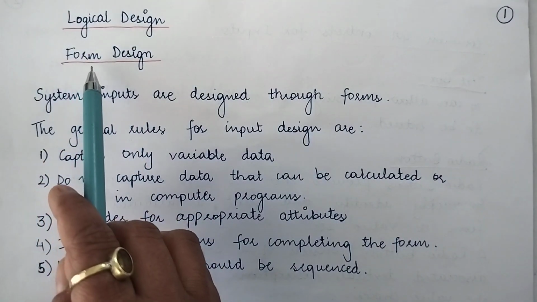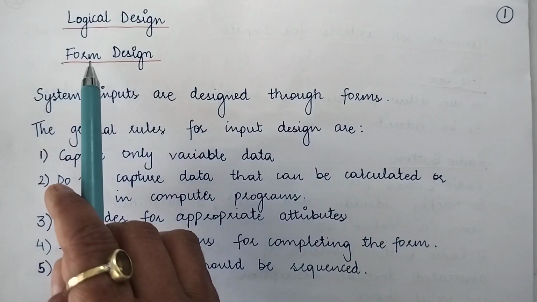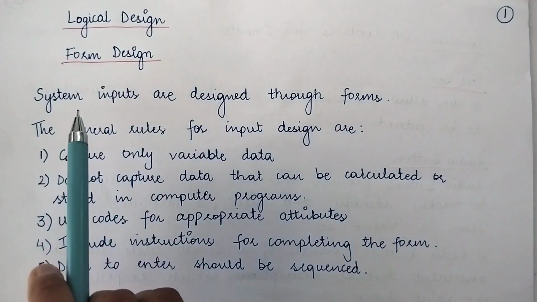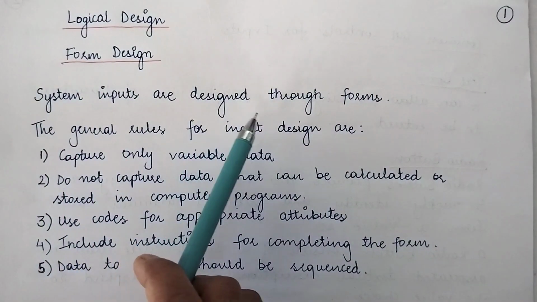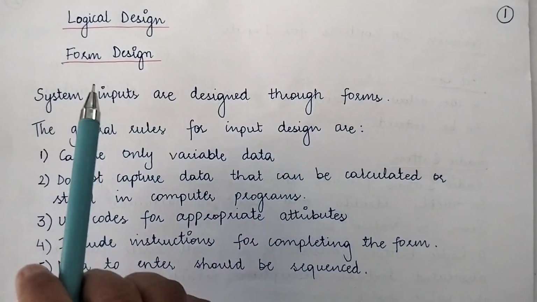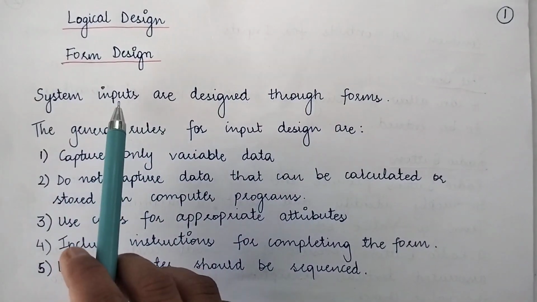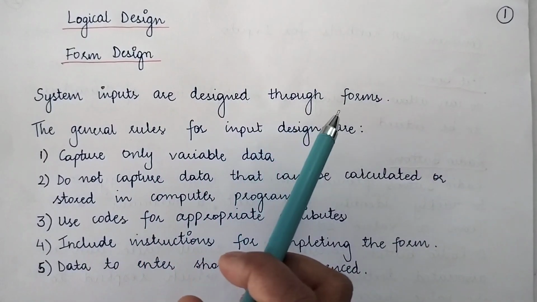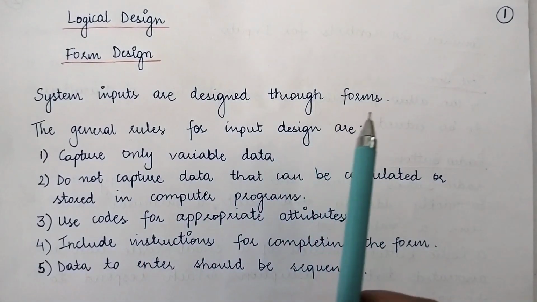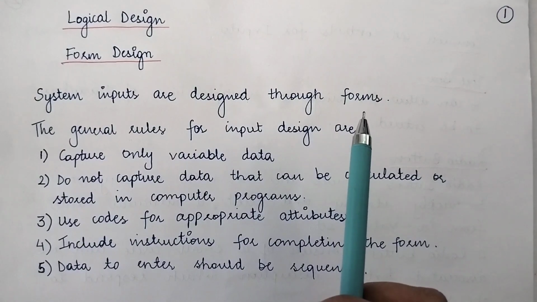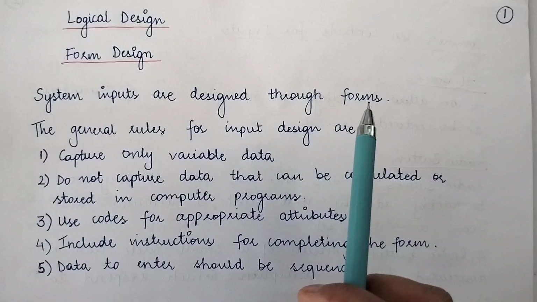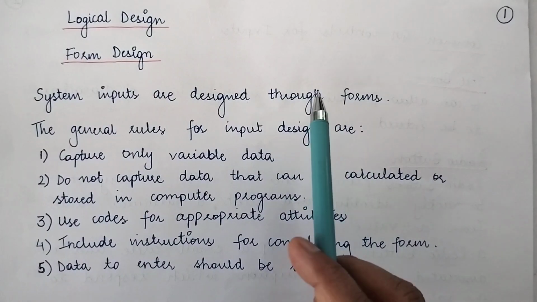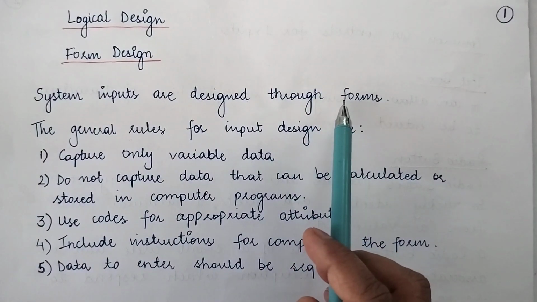The first element is the form. So here we will look at form design. System inputs are designed through forms. This statement means that whenever the system has to take inputs, they are usually taken through forms. For example, when you log into websites, you log into job portals, you see that whenever you have to fill your information, that means when you are providing input to the system, you are providing it through forms.